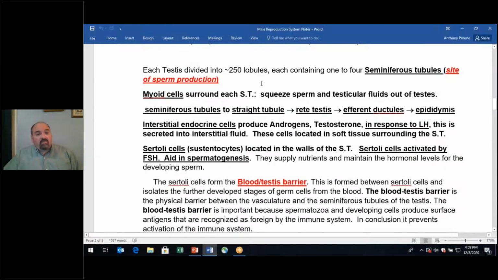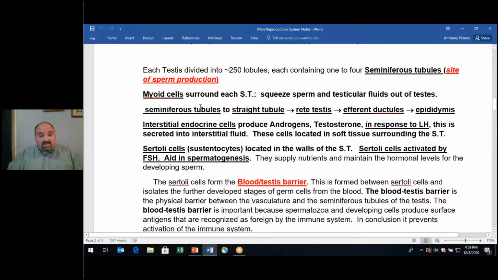So within each testes, I showed you that image before, these seminiferous tubules are present. This is the site of sperm production, spermatogenesis, right? This is where we're producing sperm. Again, the sperm will then enter into the epididymis, where they will mature, and then upon ejaculation, enter into the vas deferens and out of the body through the urethra.